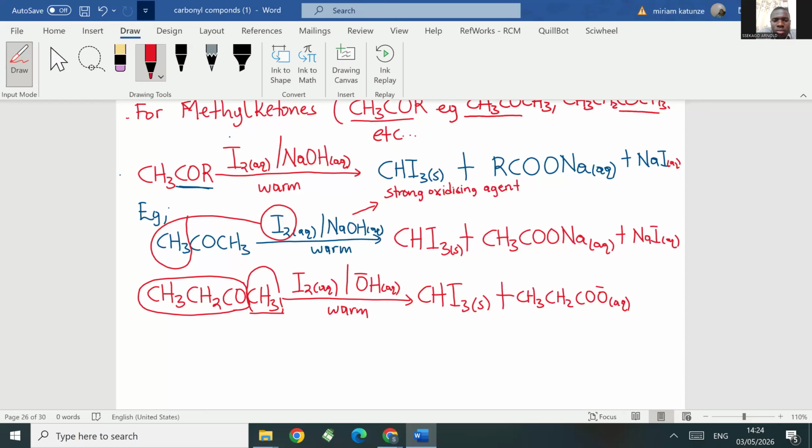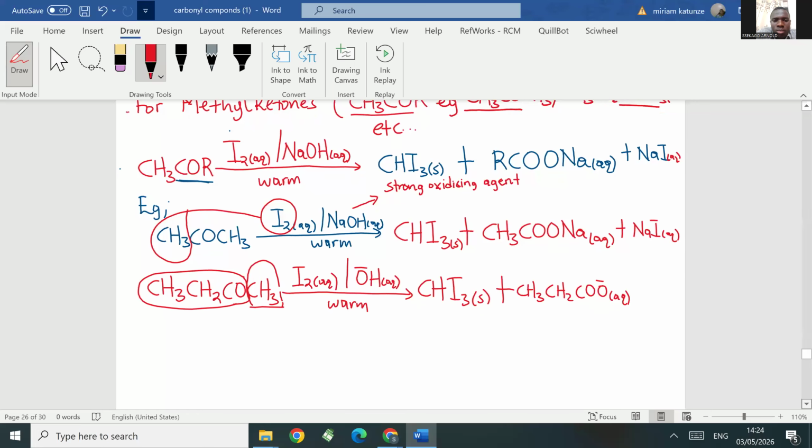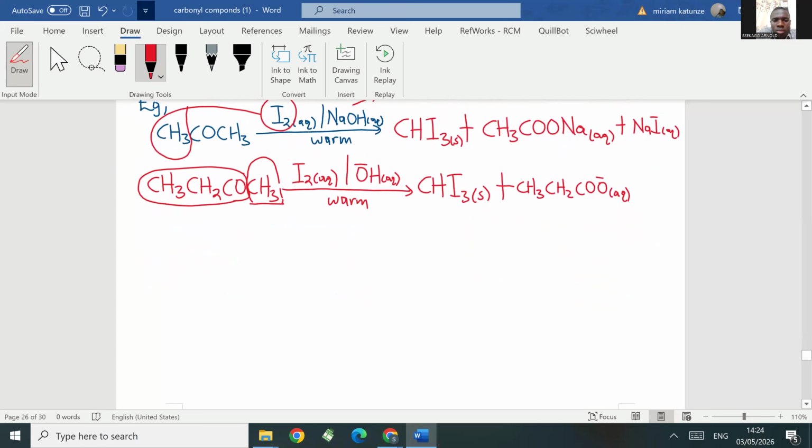Any ketone which is not in that form, any ketone which is lacking CH3CO, is not oxidized. It's not oxidized.